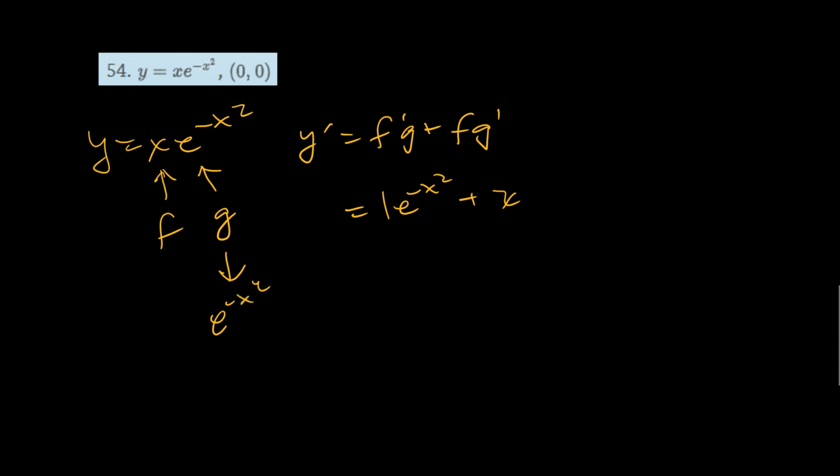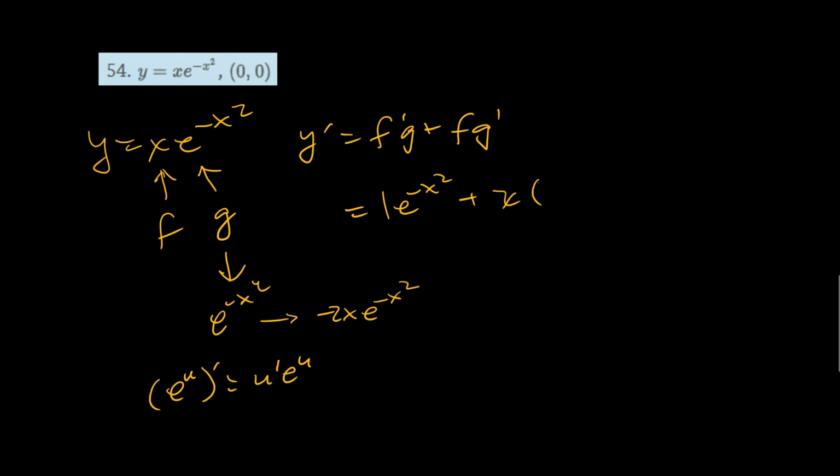And in a previous video, I said that when you take the derivative of e to the u, you get u prime e to the u. So what we'll get here is u prime, which is negative 2x, and then e to the negative x squared, like that.